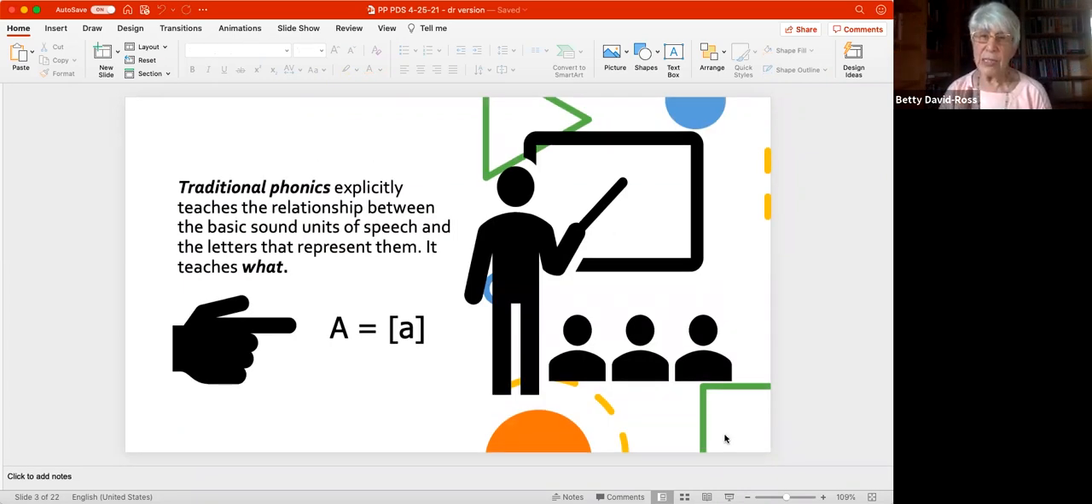Traditional phonics teaches the relationship between the basic sound units of speech and the letters that represent them explicitly. It teaches, boys and girls, this is the letter A, this is the sound it makes. Boys and girls, what's this letter? What sound does it make? What's the letter? What sound does it make? The only source of information is the teacher, and the student's only job is to memorize exactly what the teacher has taught them.